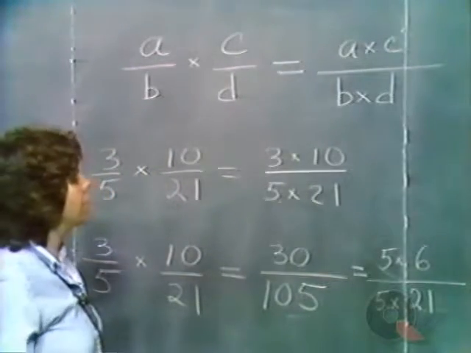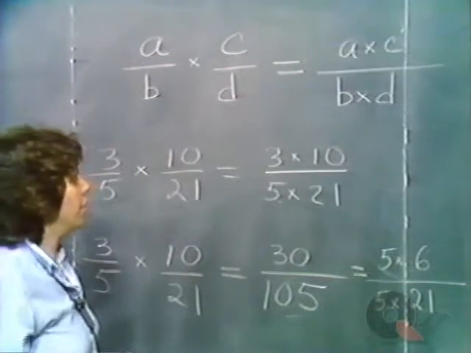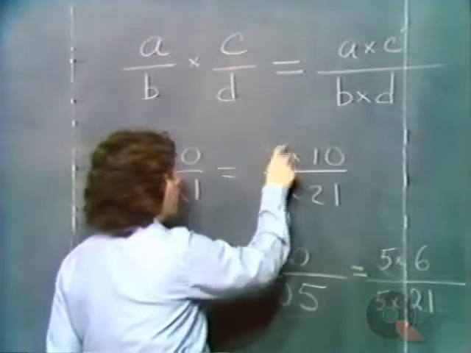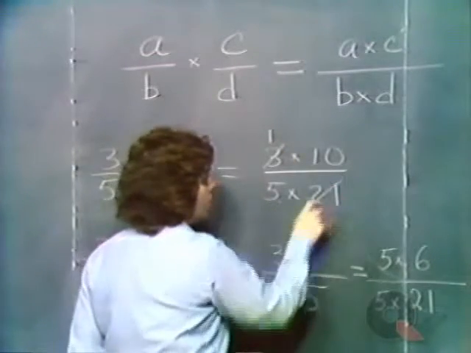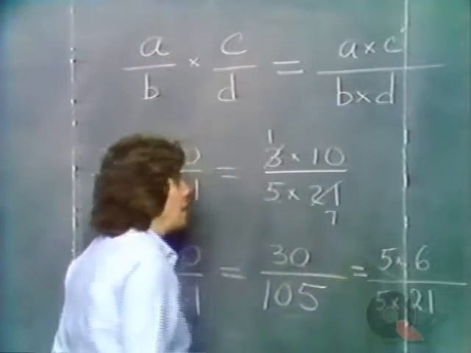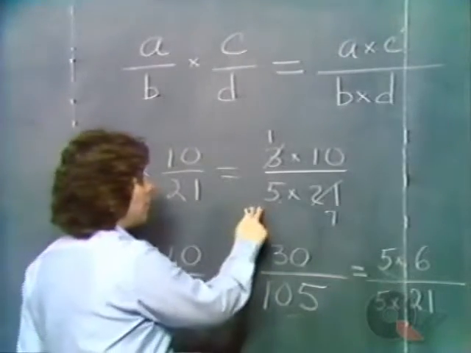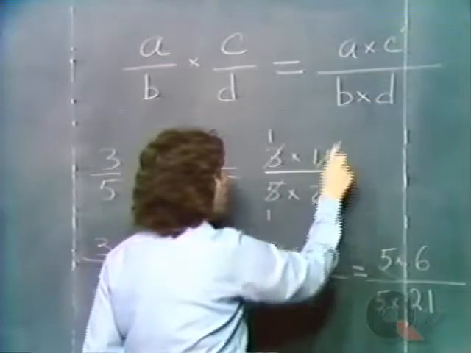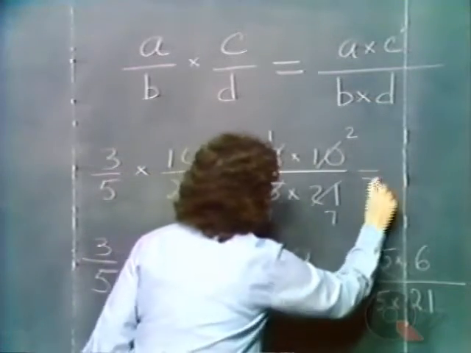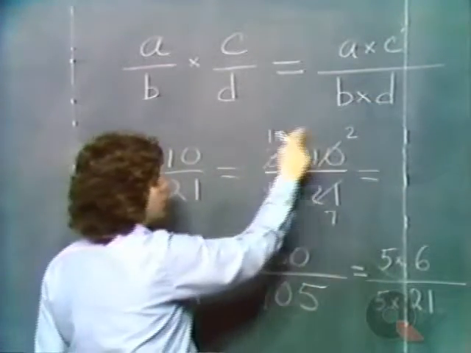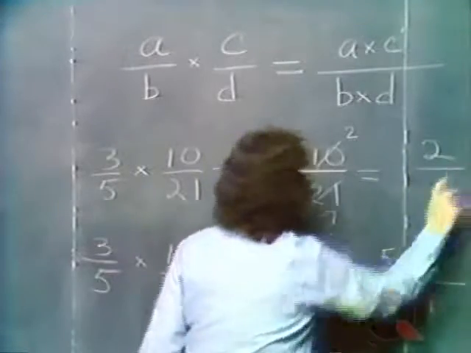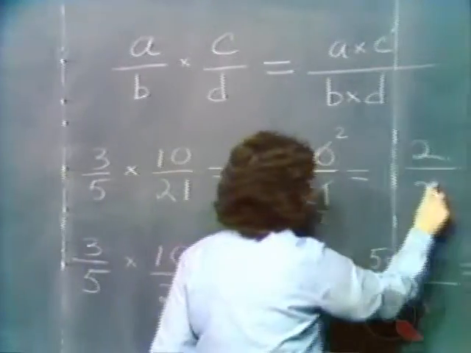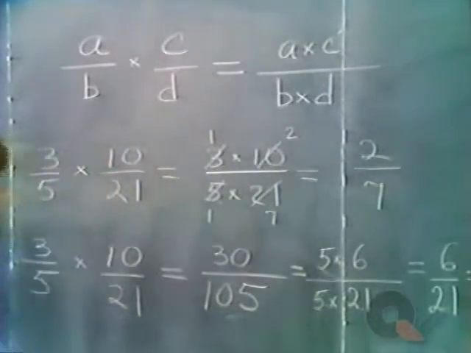So we can divide, for example, top and bottom by 3. 3 divided by 3 gives us 1. 21 divided by 3 gives us 7. 5 divided by 5 gives us 1. 10 divided by 5 gives us 2. Now, in this case, you get 1 times 2 over 1 times 7, and you get the same answer, 2 sevenths, and it seems a lot less painful.